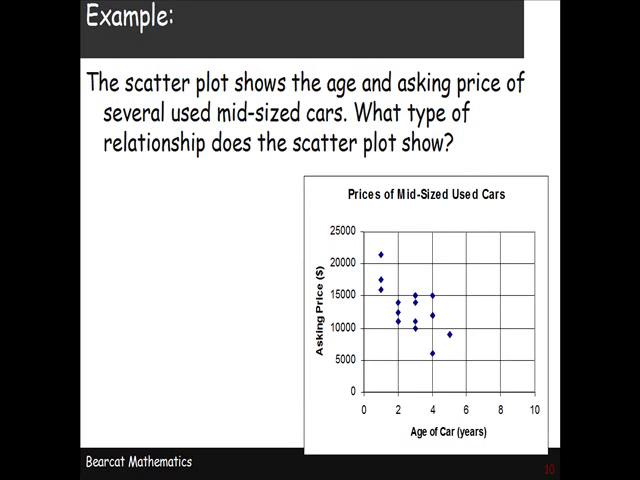The scatter plot shows the age and asking price of several used mid-sized cars. The question: what type of relationship does the scatter plot show? Well, is that a positive, a negative, or no correlation? We'd say that's a negative correlation. It's kind of approaching a line, even though it's spread out a little bit. It's not very strong. The closer these get to being on a line, the stronger the correlation. But we'd still see a negative correlation here.